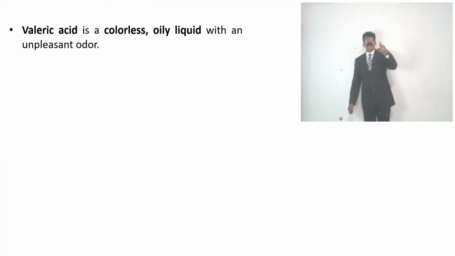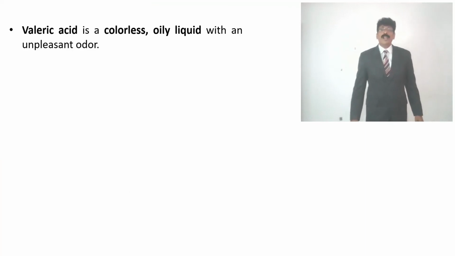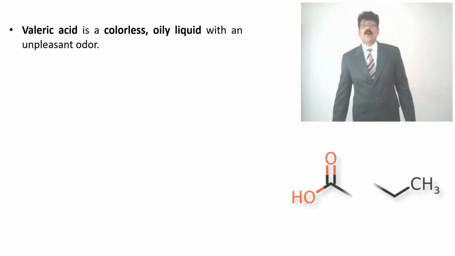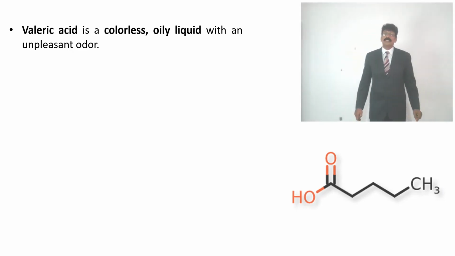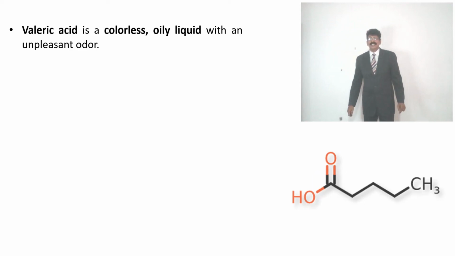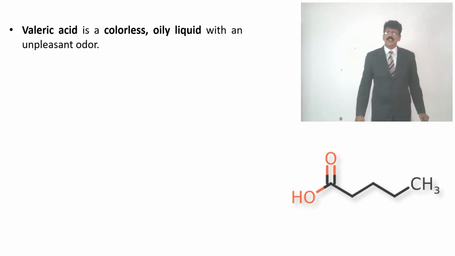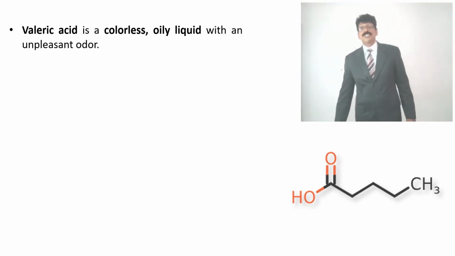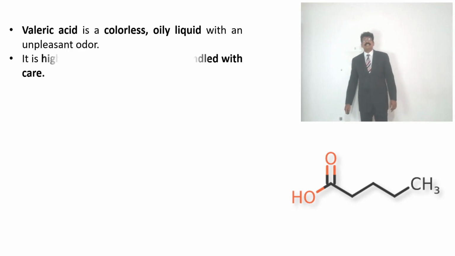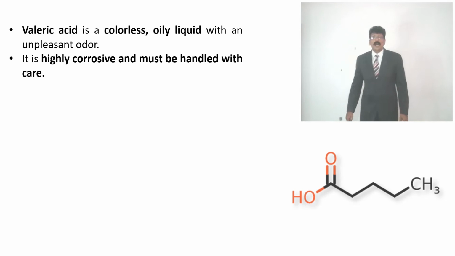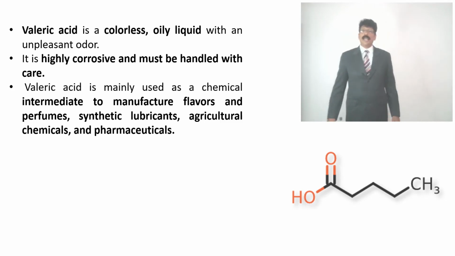Valeric acid is a colorless, oily liquid with an unpleasant odor. This is a simple structure of valeric acid: CH3, CH2, CH2, CH2, COOH. Valeric acid is present in plants. It is highly corrosive and must be handled very carefully.